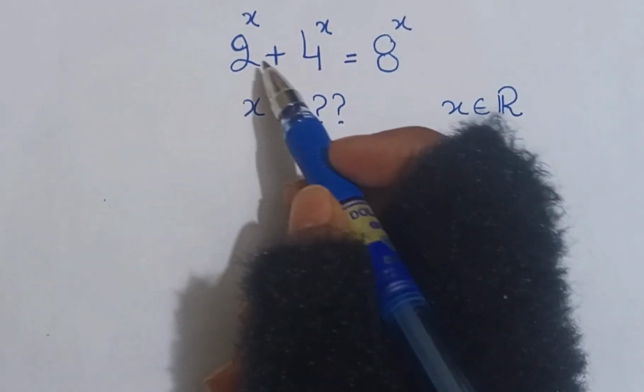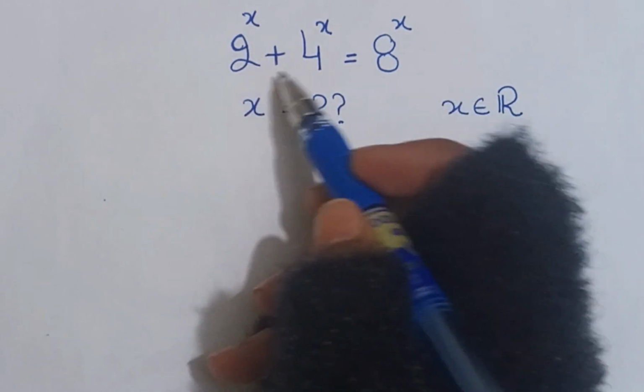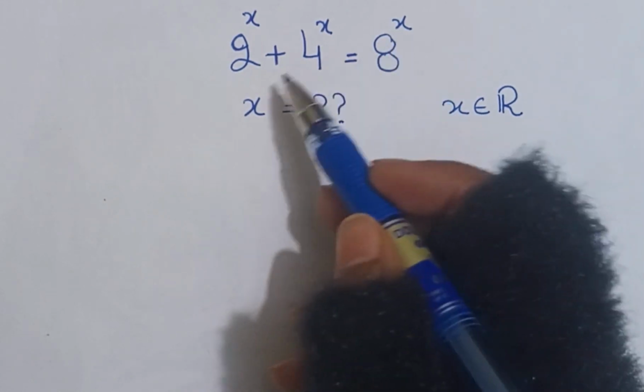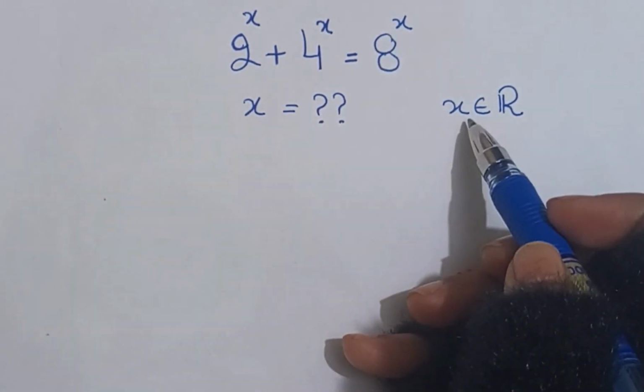So let's start. Our question is 2 raised to the power x plus 4 raised to the power x is equal to 8 raised to the power x. We find the value of x where x is a real number.